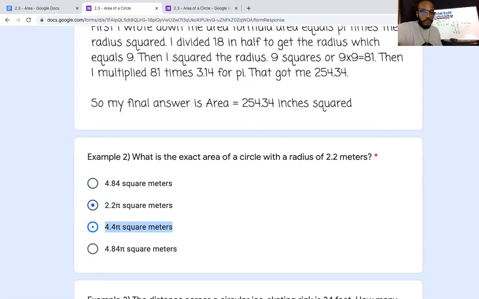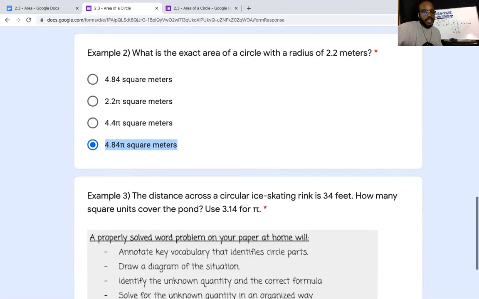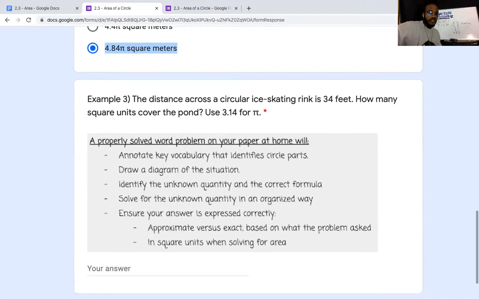And this one is 4.4 times pi, which is a really close answer, but this is if you just thought you knew what to do, you multiplied 2.2 times 2.2 incorrectly, you would get 4.4. This is the only answer that you would get. So you would put 4.84 times pi, which is the same, and probably in some mathematicians' eyes, a better answer than putting 4.84 times 3.14. So that's the type of answer that you would put there.